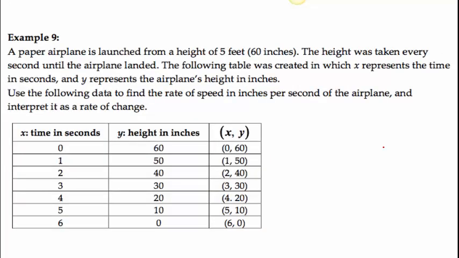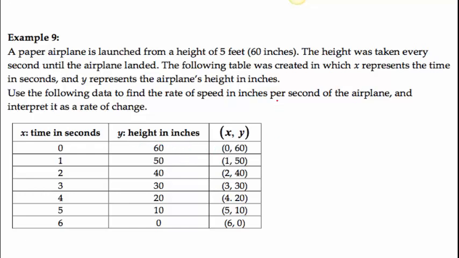Now in this case, all right, you launched a paper airplane from a height of 5 feet, and the height was taken every second until the airplane landed. So it went from 60 inches down to 50 inches, down to 40 inches, so on until it hit the ground. So what happens here is you can just use your same slope formula, right? Or you can think of it as change in y over change in x. So that's what I usually do. When I have a table, I usually think of it this way.